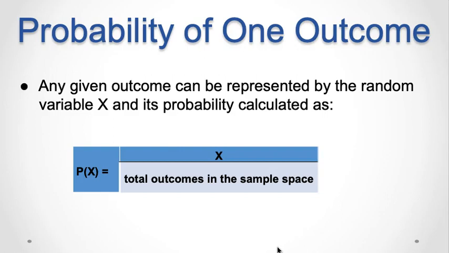The probability of one outcome, or x, is calculated as x divided by the total outcomes in the sample space.